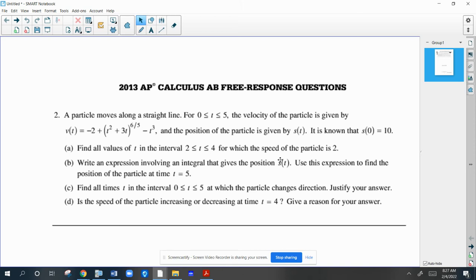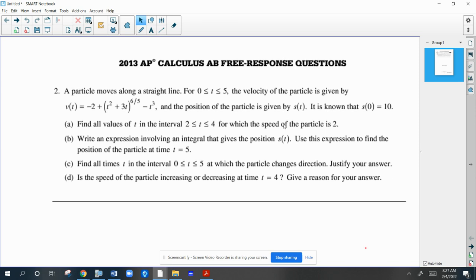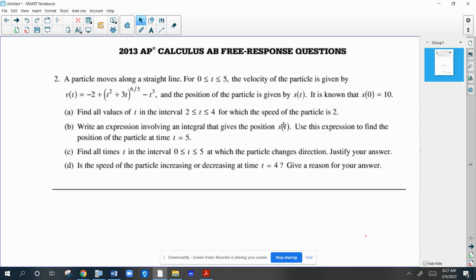Good morning. Here is a linear motion free response question. So we have a velocity given and an initial position given, and we're going to answer these questions. So A, find all values of t that the speed is 2.